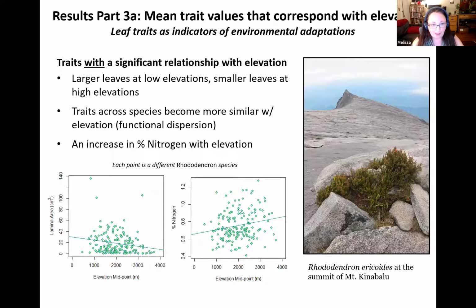However, one of the things about that also is that the traits do become more similar as you go up in elevation. So that's functional dispersion. You can think of it as a wedge. You begin tapering as you get higher in elevation. Also, surprisingly, there's an increase in nitrogen with elevation. I'm unsure about that one, whether it has to do with the potting medium and whether there's simply excess nitrogen available that was underutilized, or if there may be a different explanation.